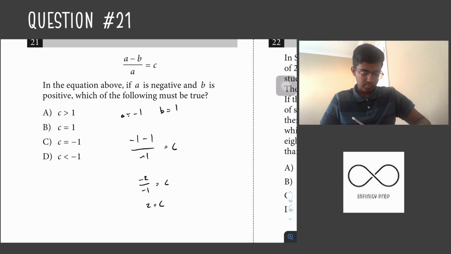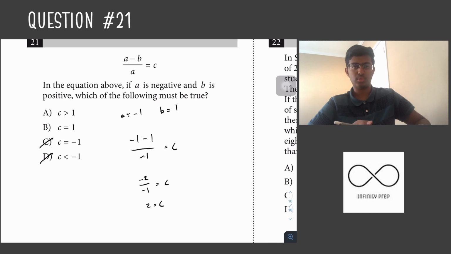So let's look at the answer choices and see what we can cross out based on the fact that C is always positive. C is incorrect because C cannot equal a negative number. D is incorrect because, again, C cannot be a negative number. And between A and B, which of the following must be true? C does not have to be equal to 1. It can be equal to any other positive number. So the correct answer here would be A, which is C is greater than 1.